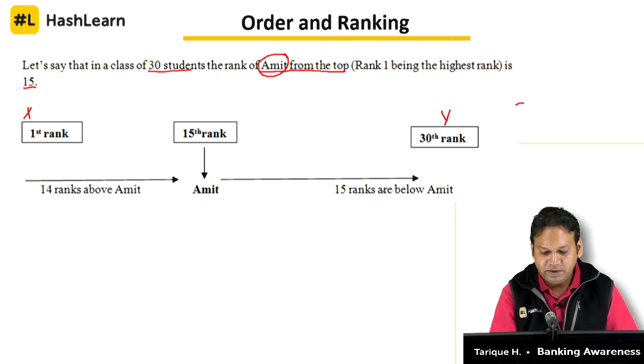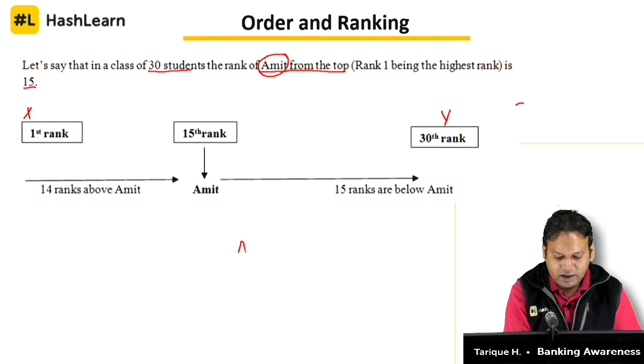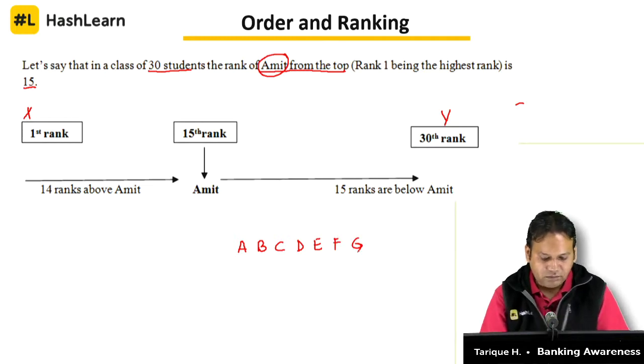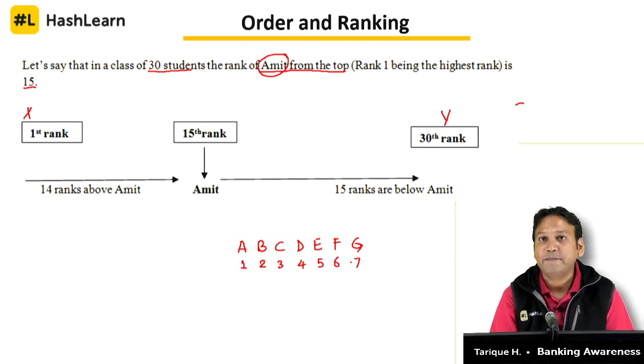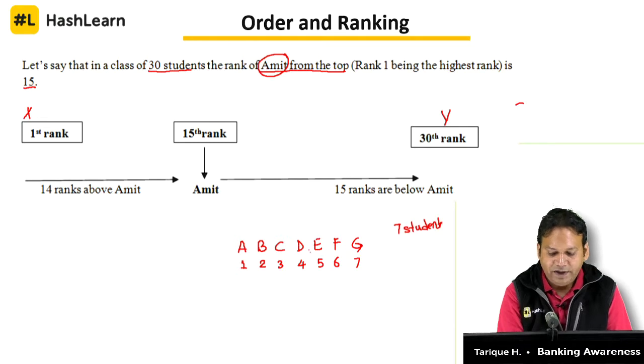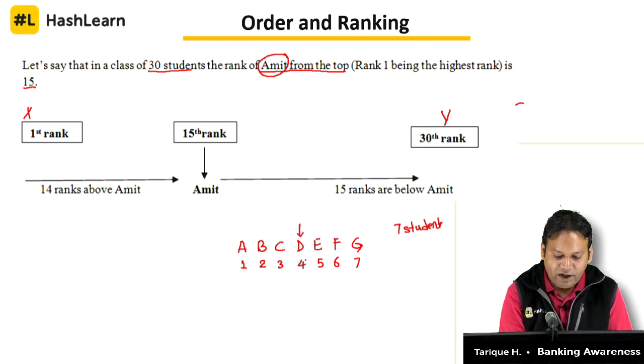Let's take a simple example here. Let me write down here A, B, C, D, E, F, G. Just from A to G. Okay. Now we know that A is the first rank, so let's give A the first rank, B the second rank, C the third rank, D the fourth rank, E the fifth rank, F the sixth rank and G the seventh rank. Clear? So let's say these letters represent 7 students in the class. If I take any one particular student and try to find out its rank, what is the rank of D? The rank of D is 4th from the top.